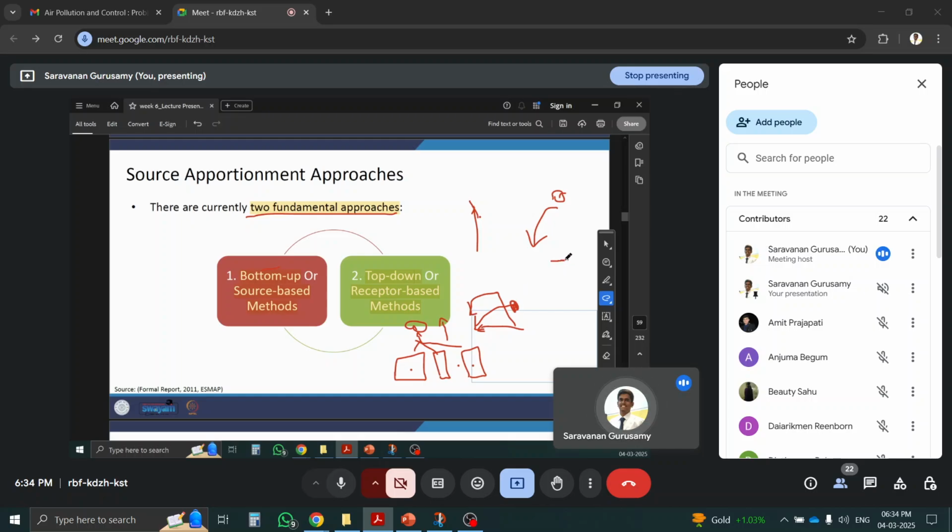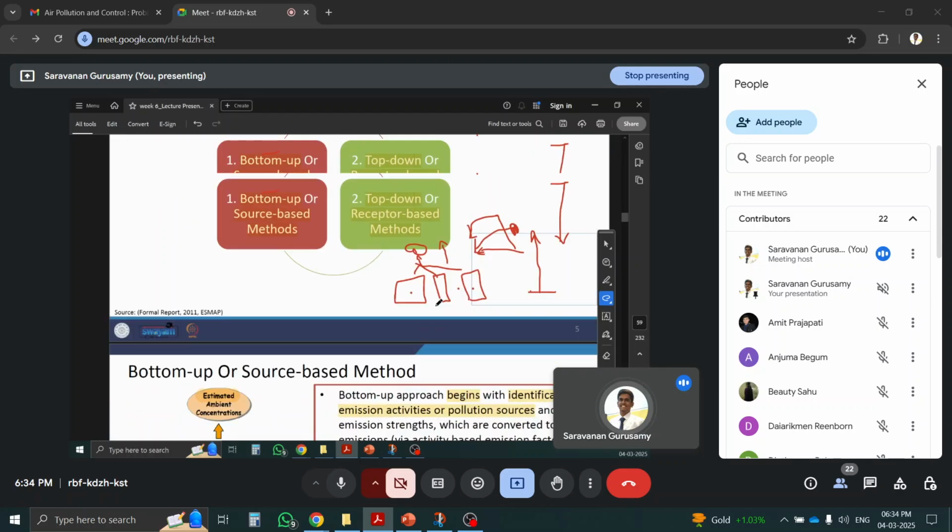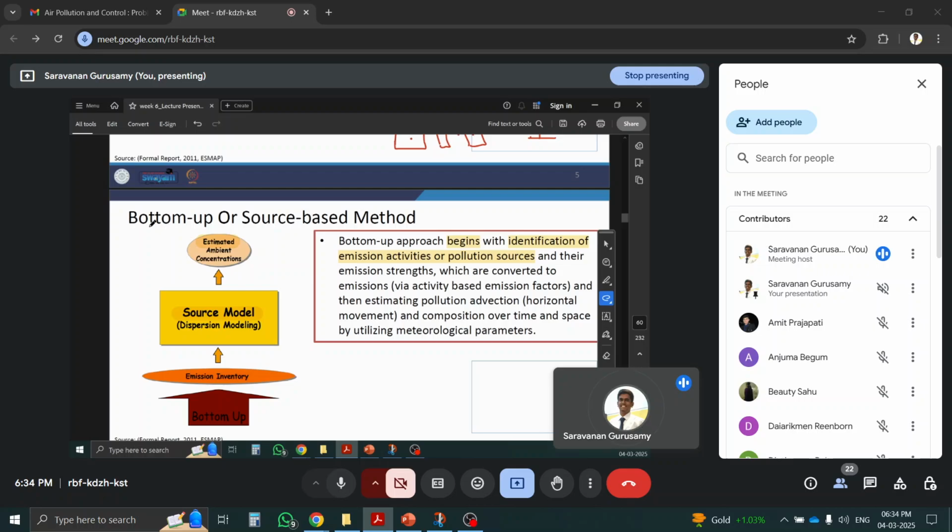So I know the emission level, I am calculating what is the source. I know the source, I am calculating what is the pollution level. So this is called bottom up and top down approaches for source apportionment. So I am talking about bottom up now. That is called the source based method. So I am beginning with identification of emission activity and pollution sources. So first I am calculating which industry is emitting a lot. Then I am calculating the estimated ambient concentration. So that is called the bottom up approach.